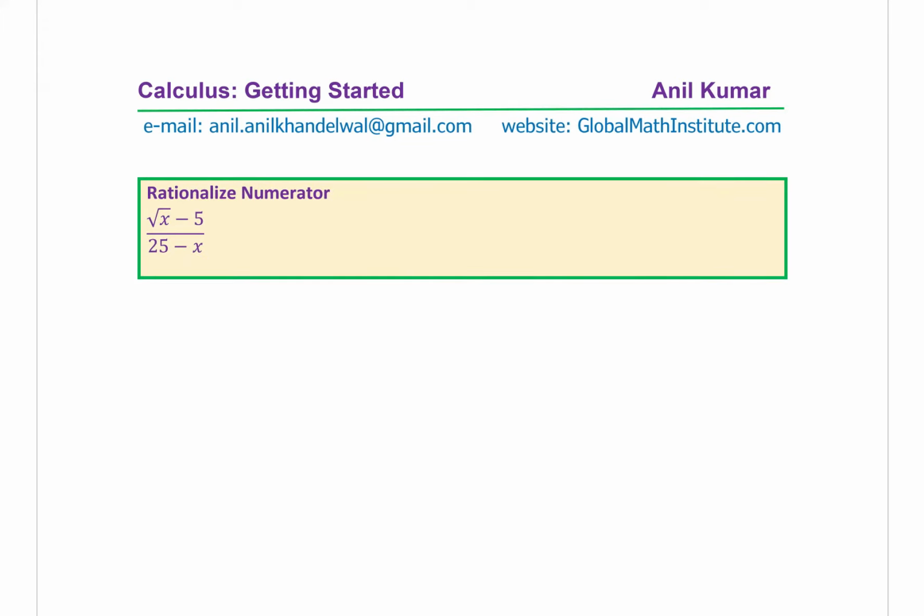Now we'll talk about rationalization. So when we do limits, at that time we are going to use rationalization extensively. Now we could rationalize numerator or denominator and at times both, right? So basically to rationalize, we're looking for conjugate. So I will multiply by the conjugate and divide by the conjugate. So the question here is square root of x minus 5 over 25 minus x.